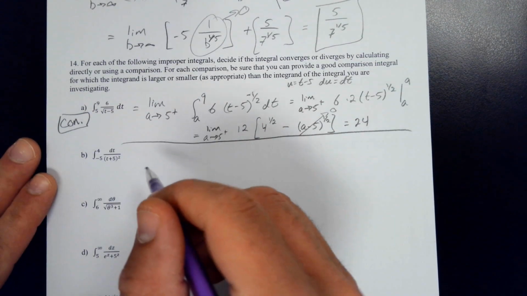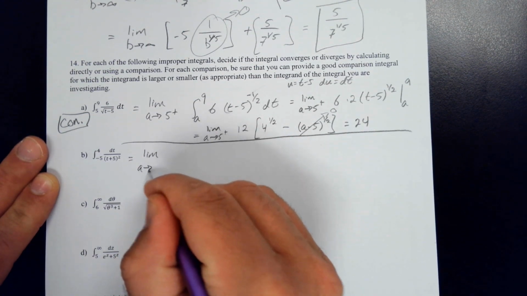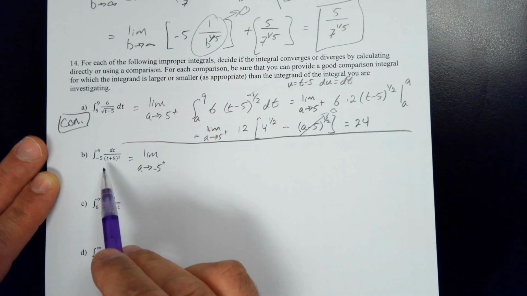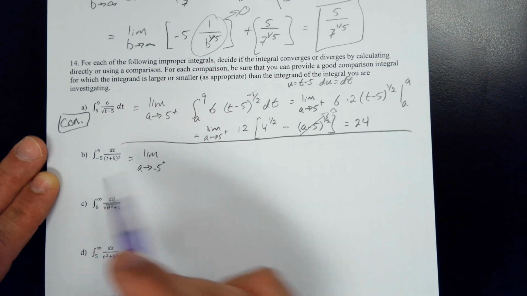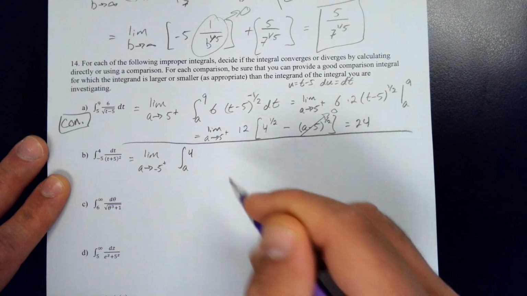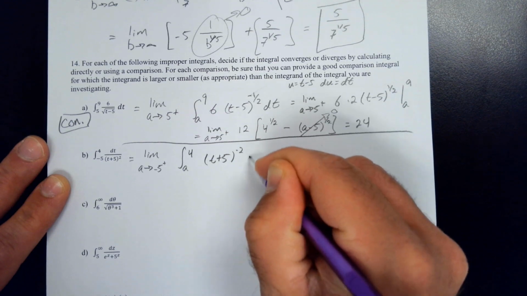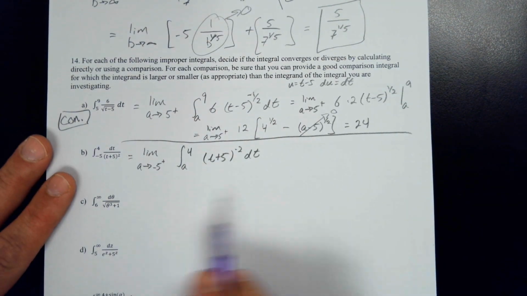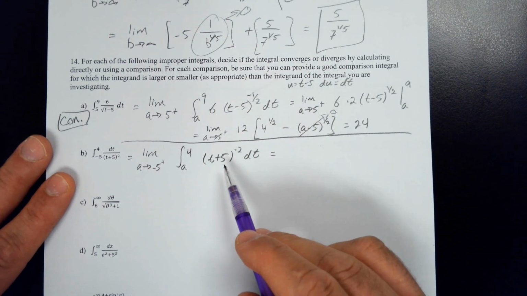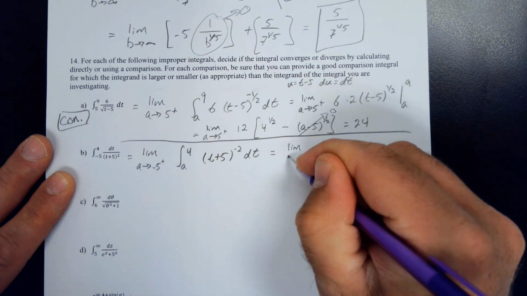So I'm going to do the same type of setup I did here. I'm going to say that this equals the limit, as long as it exists, the limit as a approaches negative 5 from the right, because I care about to the right of negative 5, between 4 and negative 5, of the integral from a to 4 of, let's see, this is really t plus 5 to the negative 2 dt. And again, that's an easy integral to do. I could do a u substitution where u equals t plus 5, but we're probably at the point now where we can do that without writing out the whole u substitution.